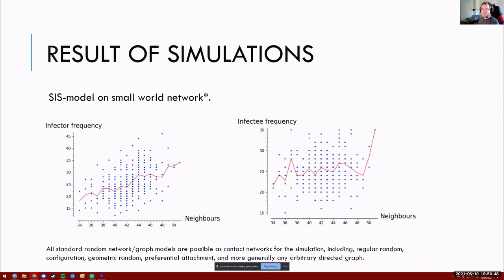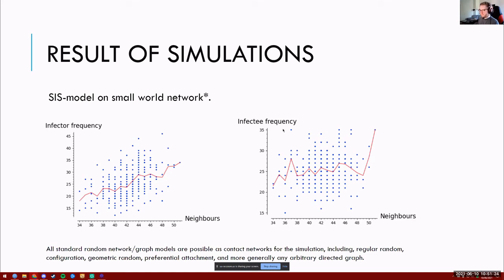So the left picture shows the infector frequency as a function of number of neighbors, and the right picture shows the infectee frequency. Each blue dot is a node, and in both of them we see a clear upwards trend, implying that both the infector and infectee frequency are positively correlated to the number of neighbors, as we expect. The infectee frequency, however, is a bit more constant. I think this one at the top right is a bit of an outlier.